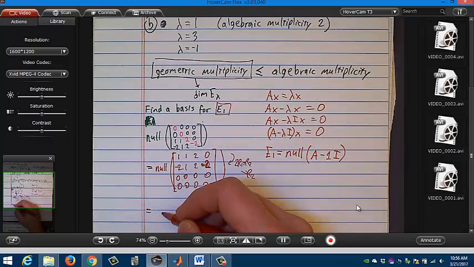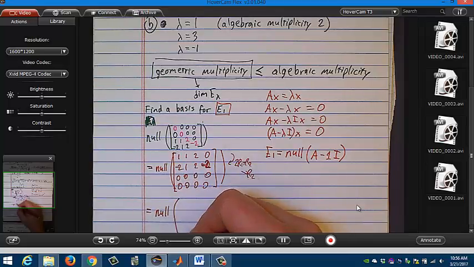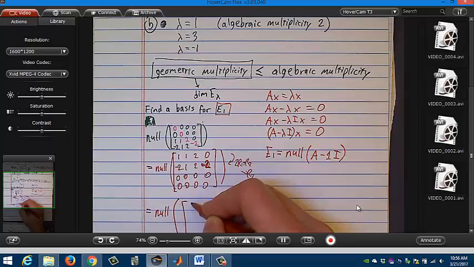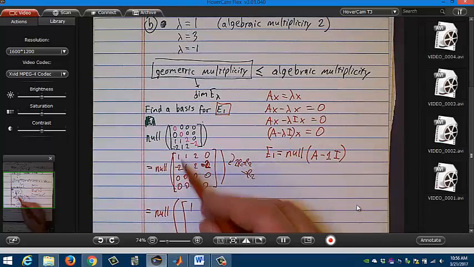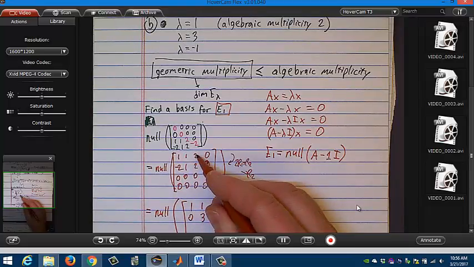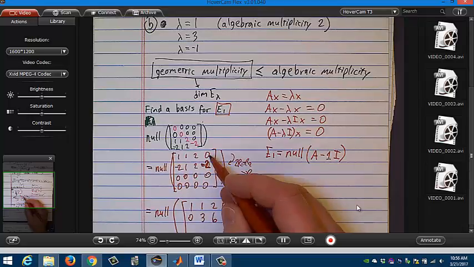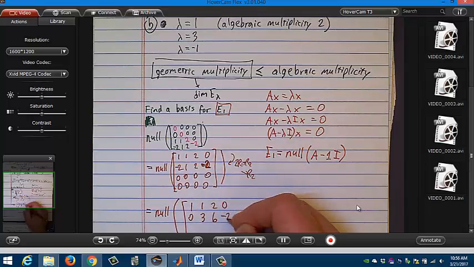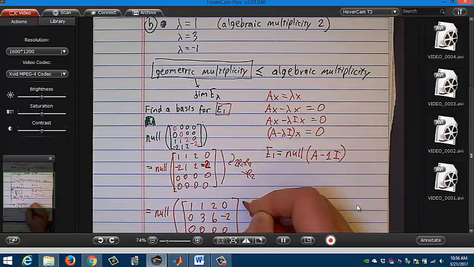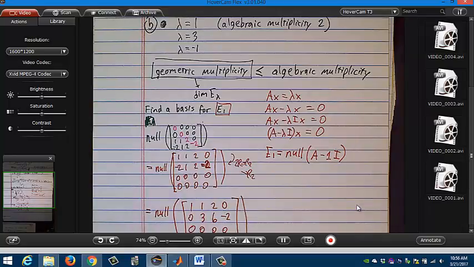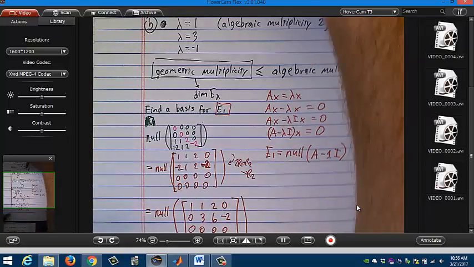So we're looking at the null space of this 4 by 4 matrix. 1, 1, 2, 0. Let's see. 2 times row 1, so this becomes a 0. 2 plus 1 is 3. 2 times 2 is 4 plus 2 is 6. And then 0 plus negative 2 is negative 2. And then these are all zeros. Is that in row echelon form now? I think so, right?